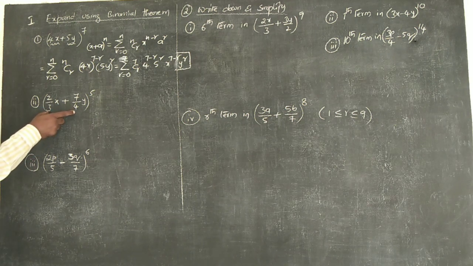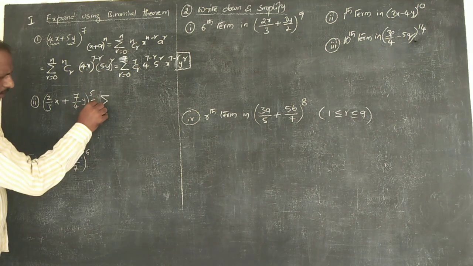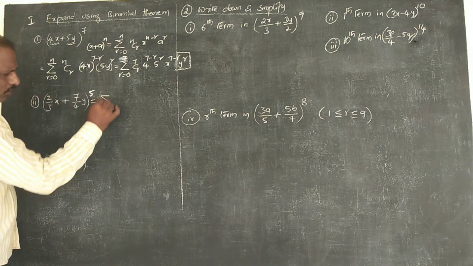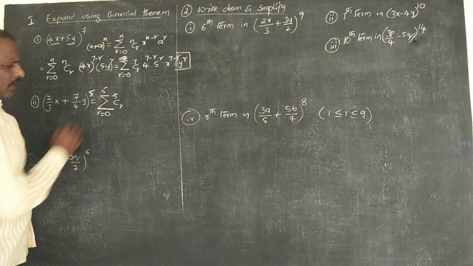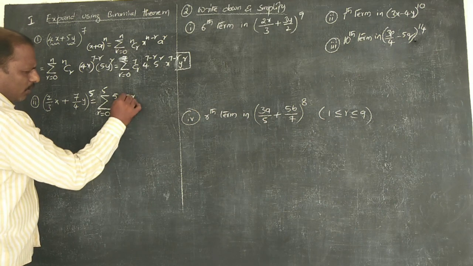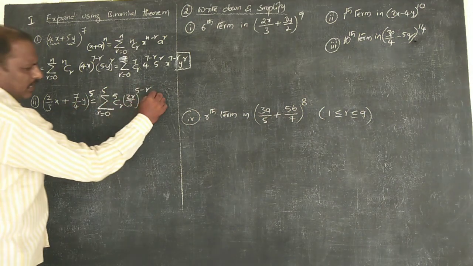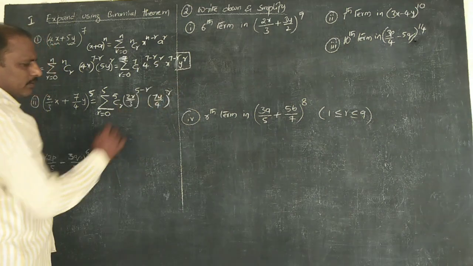Similarly, you can apply the (x + a) whole to the power of n expansion in sigma notation. Here n is 5. So sigma r equals 0 to 5, 5Cr, right? x is (2x by 3) whole to the power of n minus r, and a to the power of r is (7y by 4) whole to the power of r.